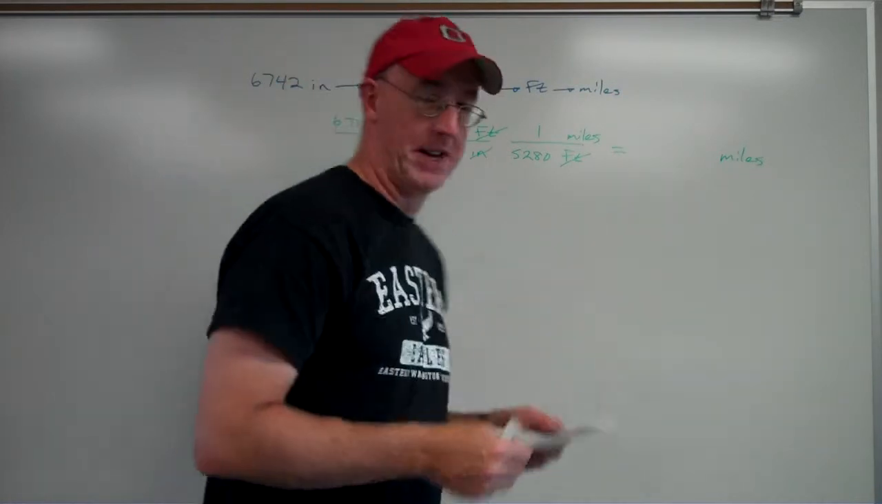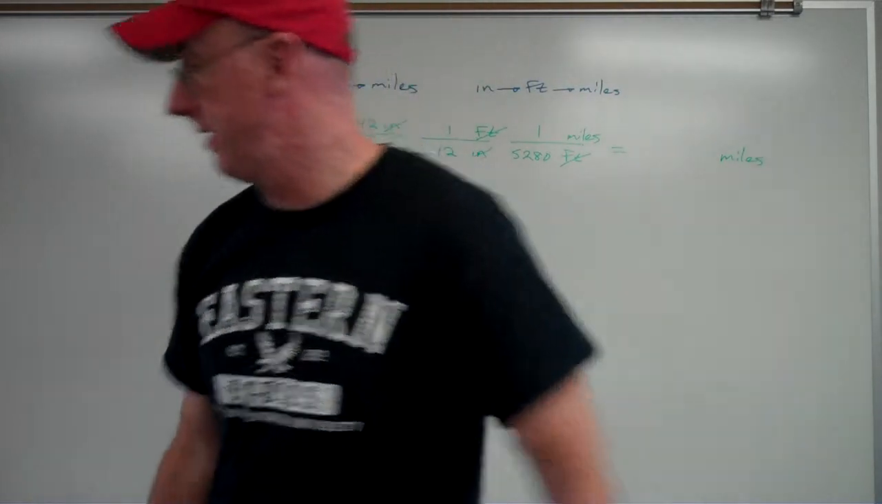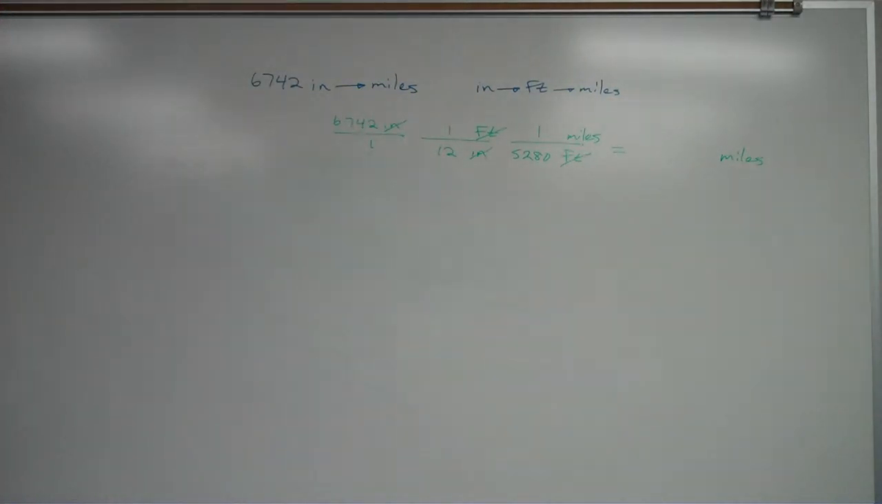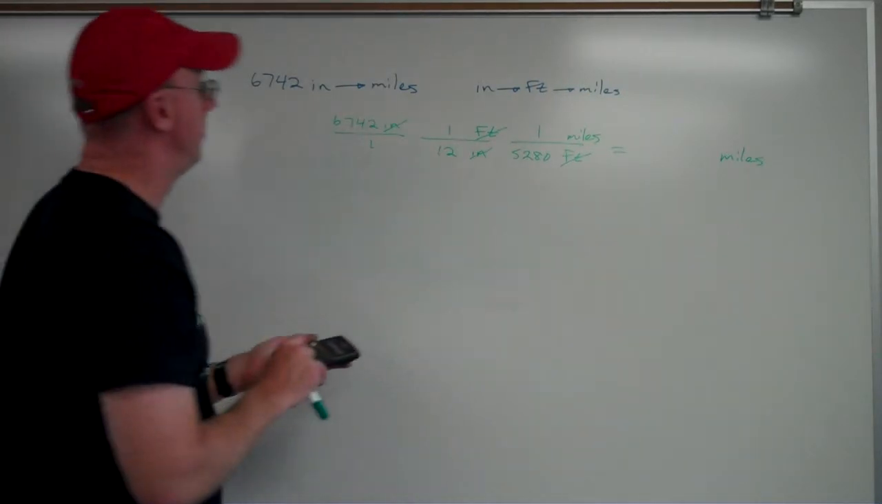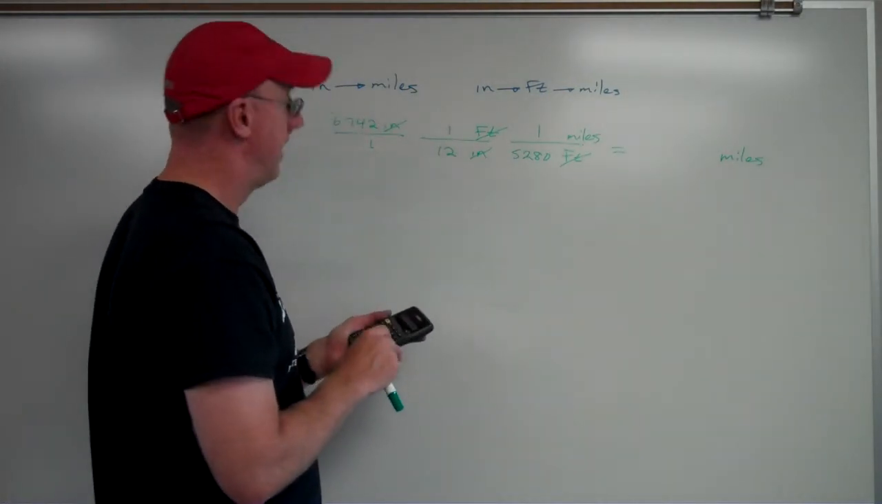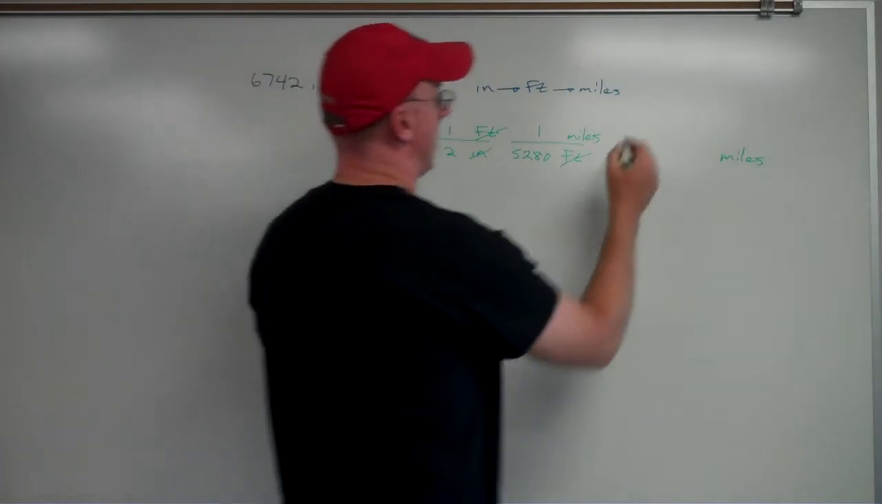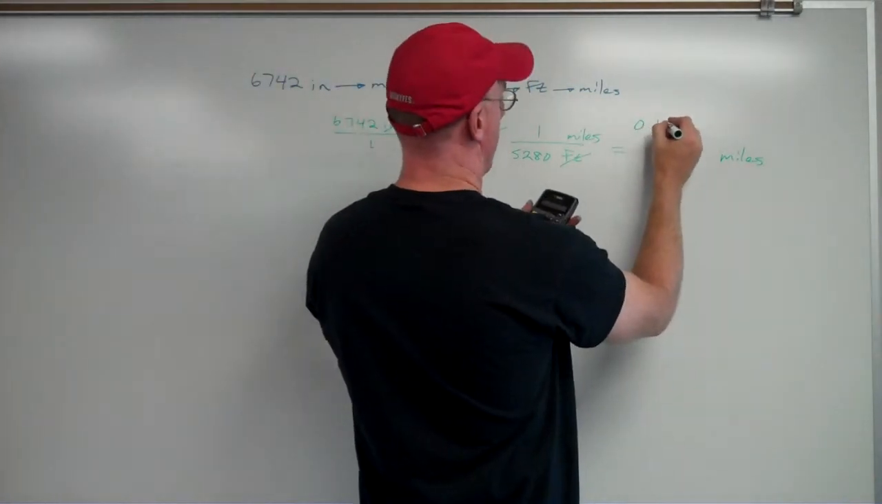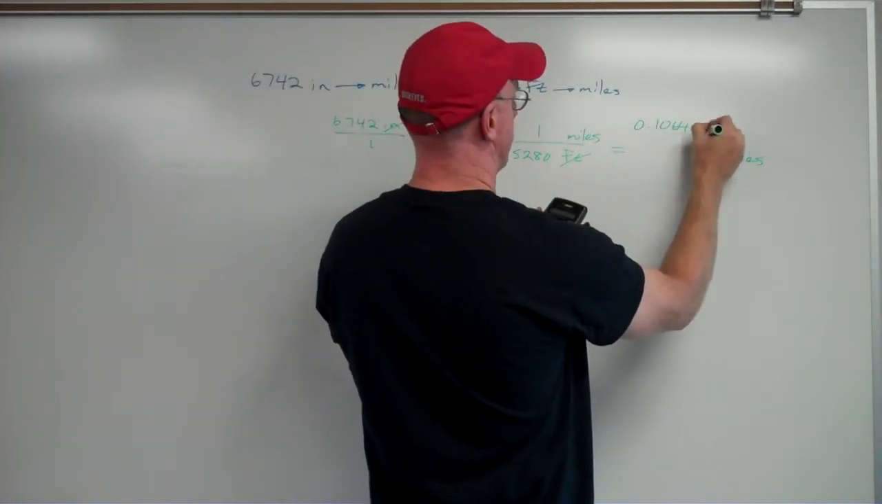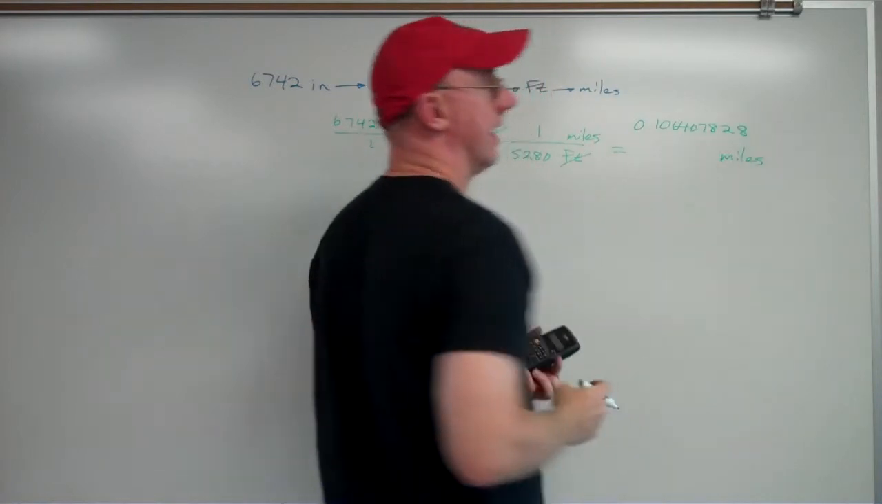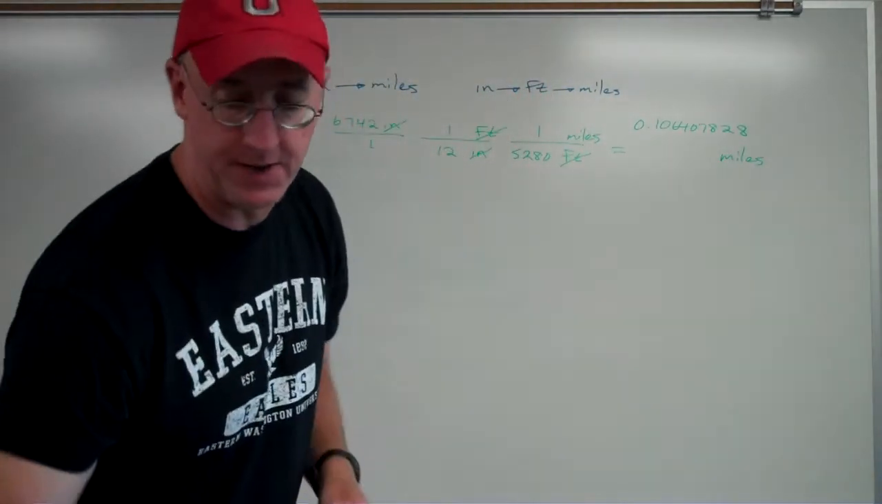And I don't have the number on my calculator, so let me grab a calculator real quick. So 6742 divided by 12 divided by 5280. So I originally get off my calculator 0.106407828. Like we did when we talked about significant figures, significant digits.